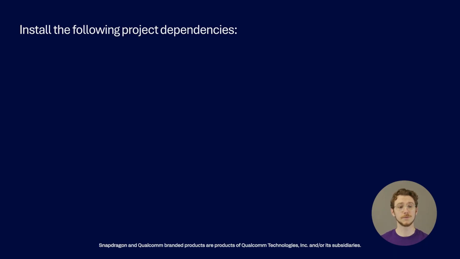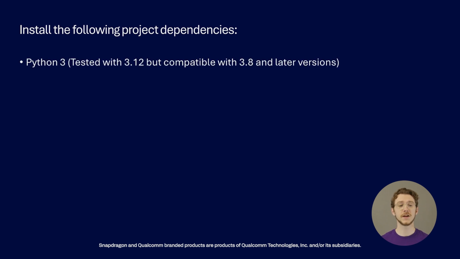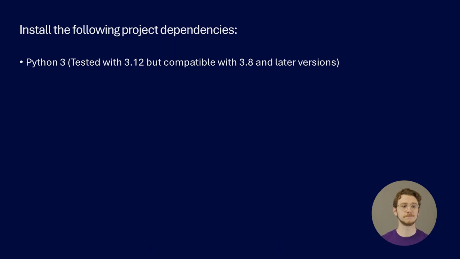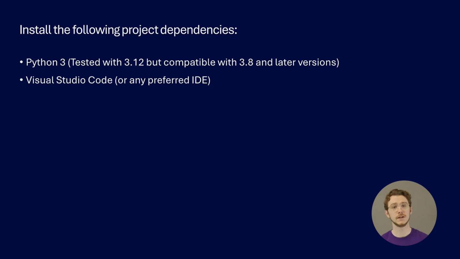This project will have three basic dependencies. One of them is going to be your choice. First is Python 3. I'll be using Python 3.12, but 3.8, 3.9, and later should work just fine. Second dependency is going to be a code editor of your choice. Again, I'll be using Visual Studio Code, but if you prefer something different, please feel free to use that.